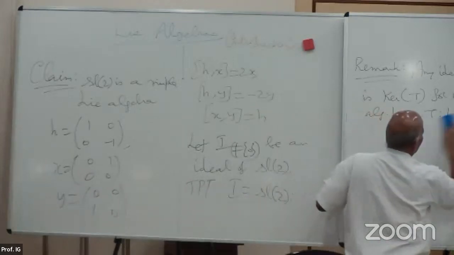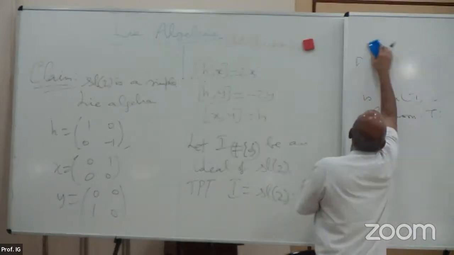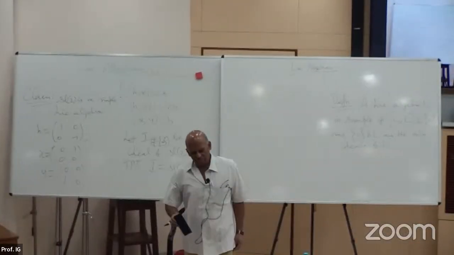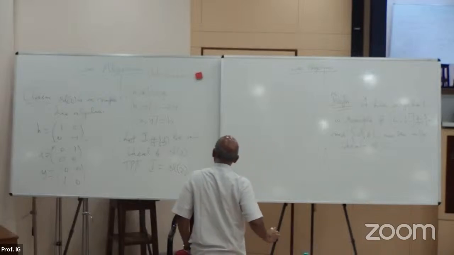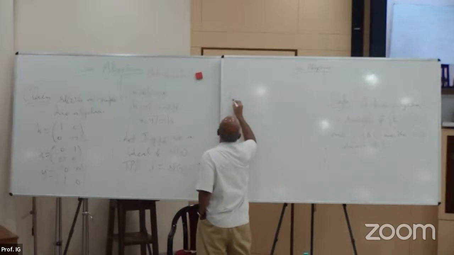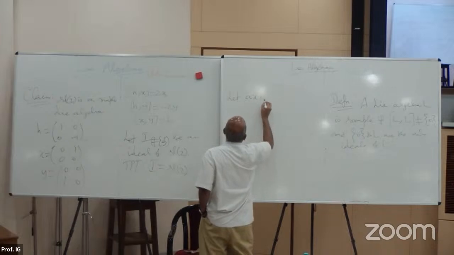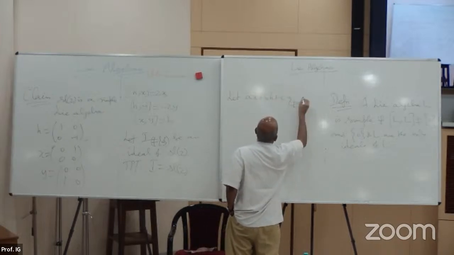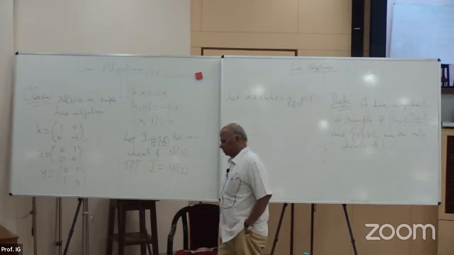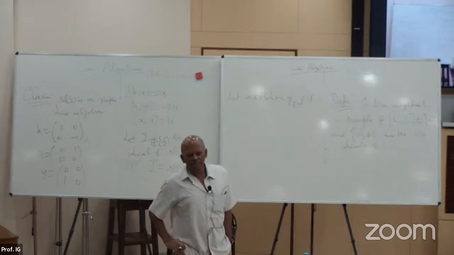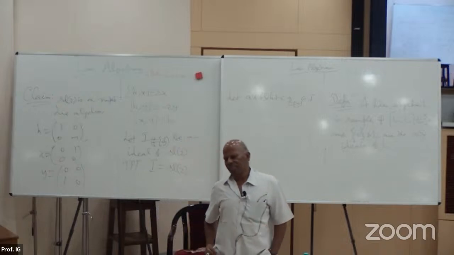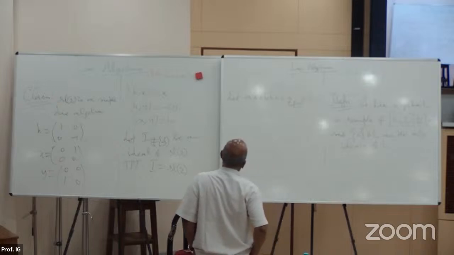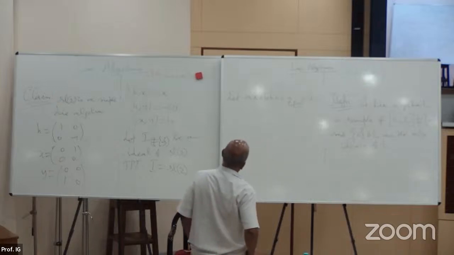We have checked those conditions earlier. That is what we are going to use. So let us take some non-zero element here. Let ax plus bh plus cy be a non-zero element in I. We are assuming that I is a non-zero ideal of SL2. So we take an arbitrary non-zero element in I, ax plus bh plus cy.